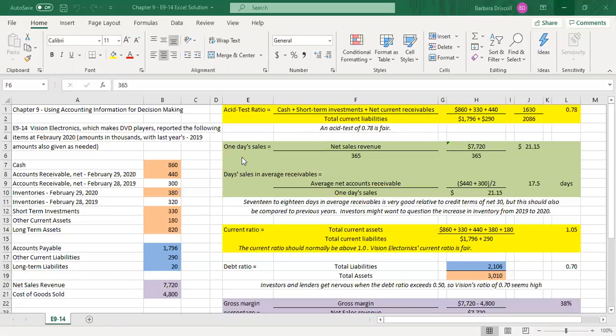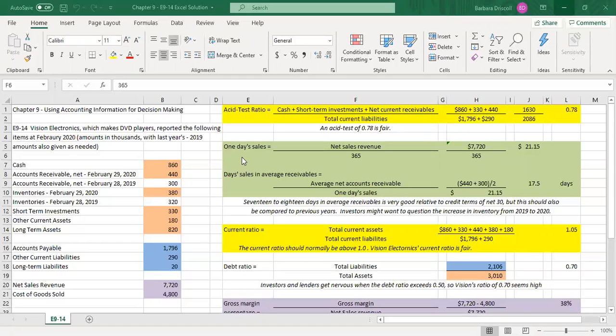To go through some of the ratios, we are going to look at exercise 9-14 from volume 1 of the current textbook. Here we have Vision Electronics, which makes DVD players, and we have pulled out some of the financial information from their February 2020 financial statements. Not all of the financial information is given, only that information needed to calculate the financial statement ratios.